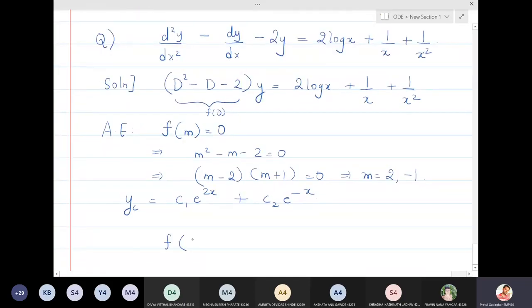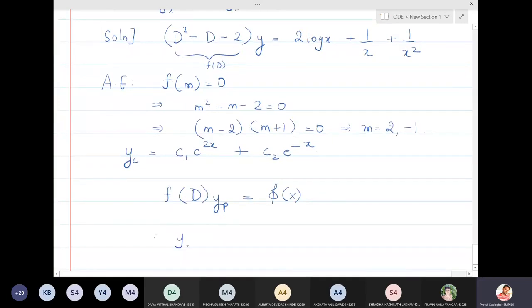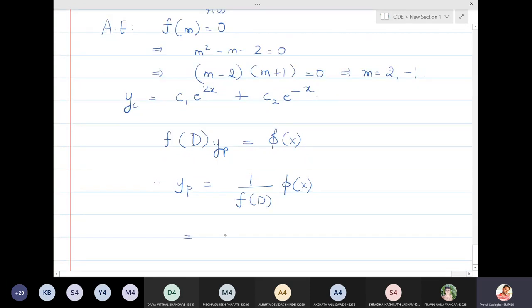So f(D) y_p is equal to phi of x. So y_p is 1 upon f(D) phi of x, which is equal to 1 upon D squared minus D minus 2 phi of x. What is phi of x? Phi of x is 2 log x plus 1 upon x plus 1 upon x squared.